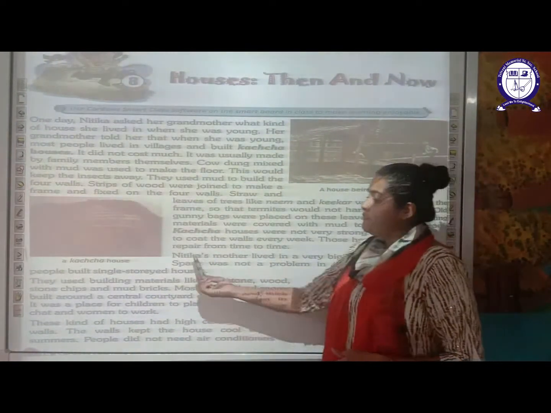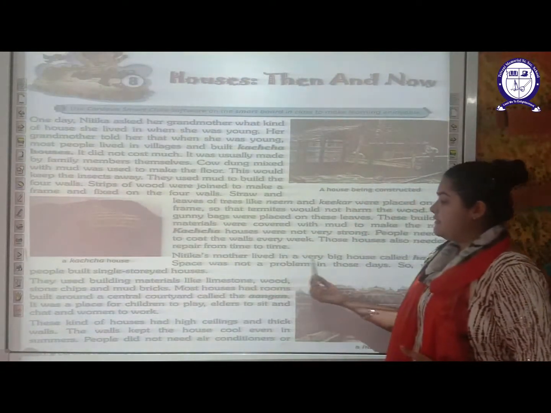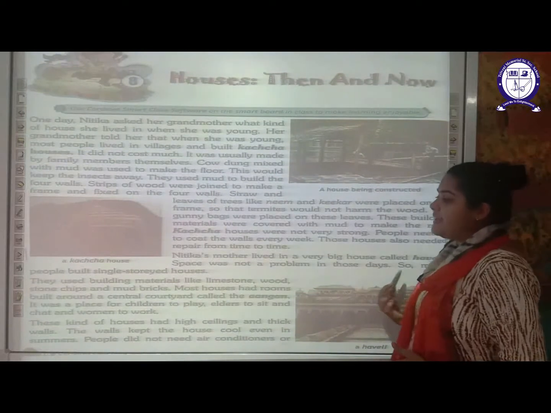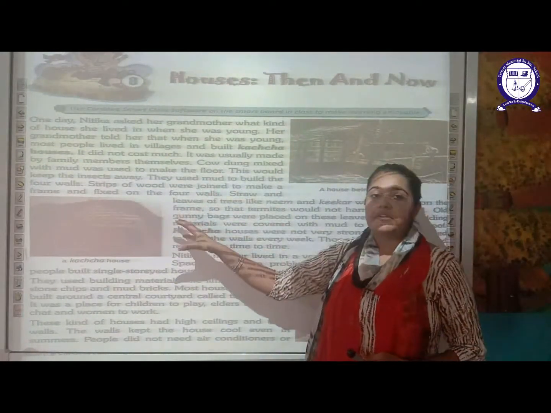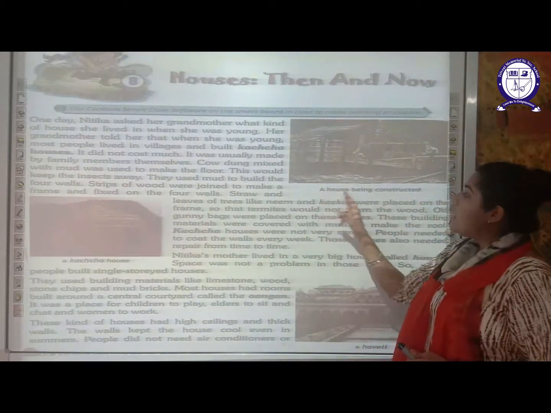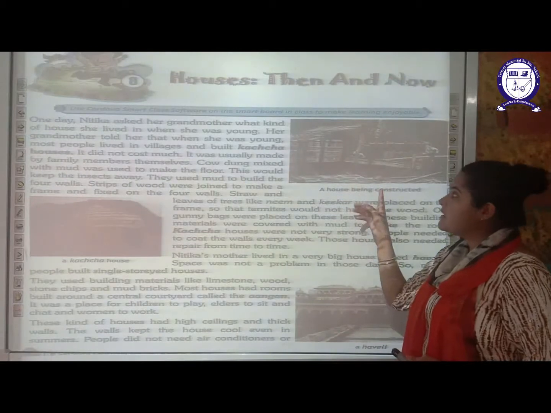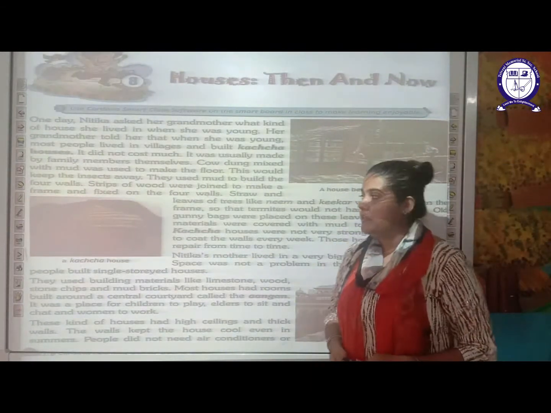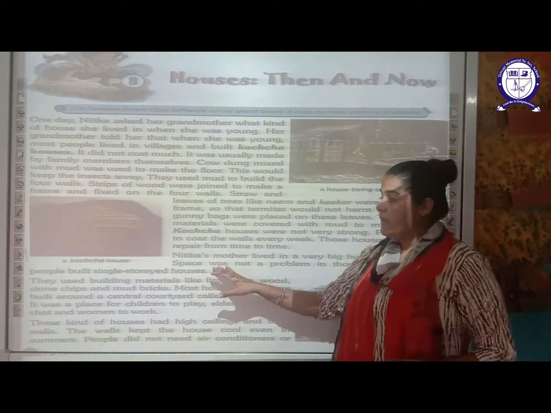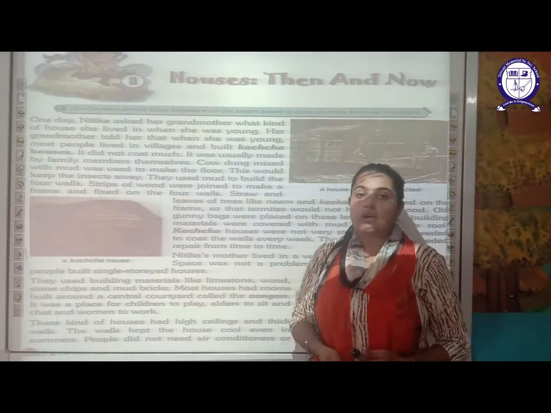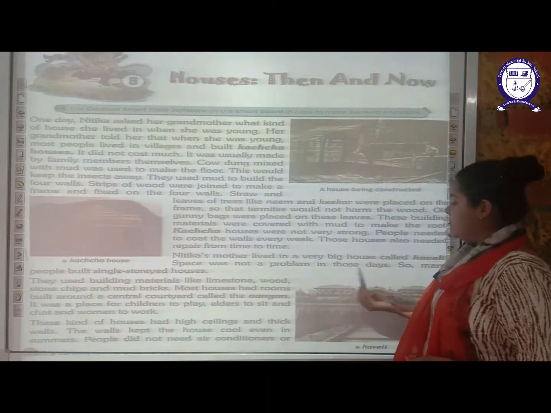Next, let us talk about Nikita's mother. Nikita's mother lived in a very big house which is called a Haveli. If we talk about her grandmother, she used to live in a kacha house. As you can see, this is how a kacha house is constructed by the family members themselves in the village. But Nikita's mother used to live in a very big house, also known as a Haveli. Space was not a problem in those days.